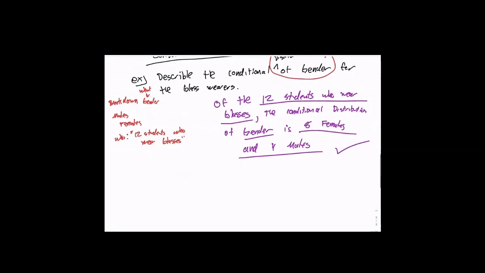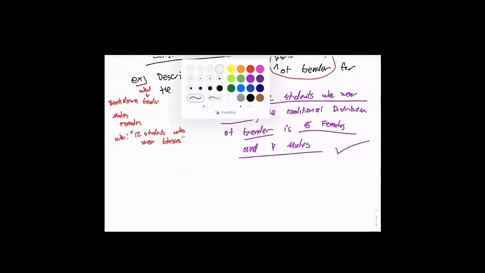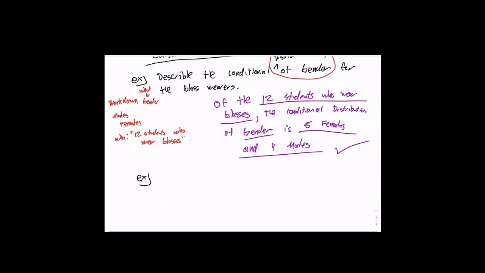Now, if the problem states the following: describe the conditional distribution of vision among, for the gender.